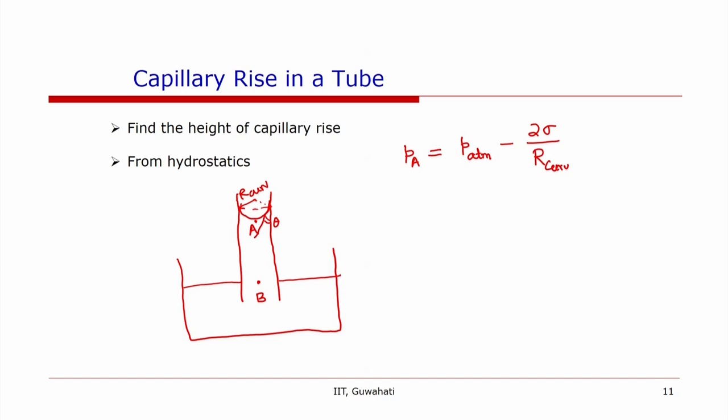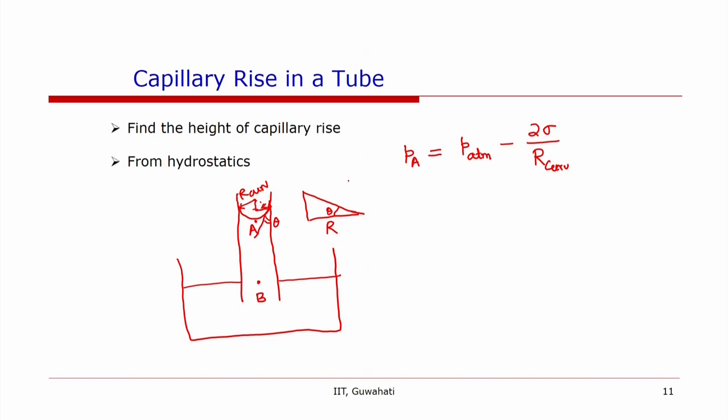So if this angle between the tube and the tangent to it is theta, then the angle between the two normals, the normal to the tube and the normal to the interface, will also be theta. So we will have this drawn here as this angle is theta. This is tube radius r.